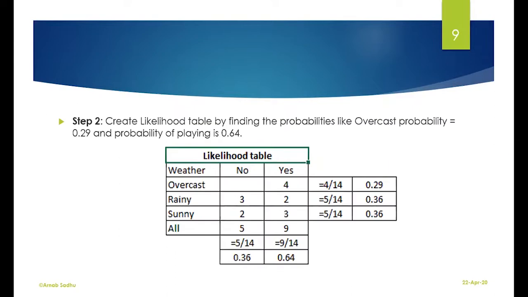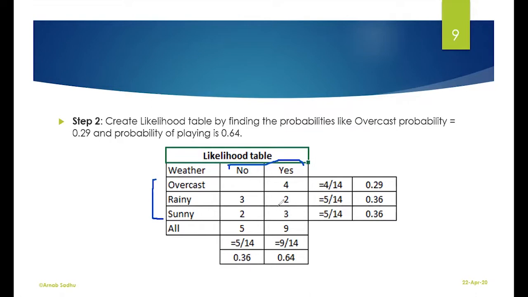In step 2, we create a likelihood table by finding the probabilities. Like, what is the probability of overcast? What is the probability of playing, etc. So this is called a likelihood table. What is the probability of overcast? 4 by 14. Why 14? Because there were a total of 14 days, 2 weeks of data we have collected.